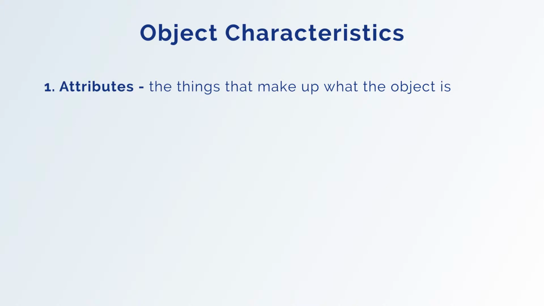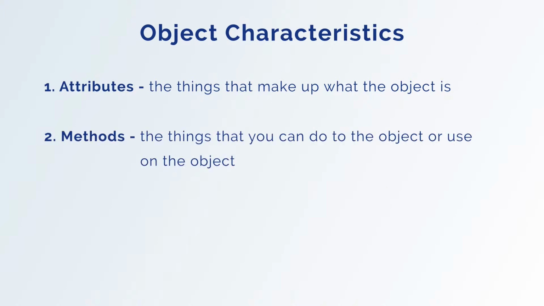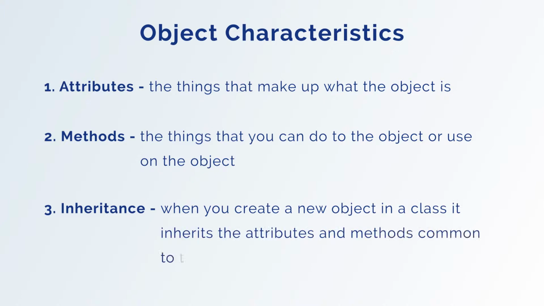Second, methods. These are the things you can do to an object or use on an object. Basically, these are functions or programs that are appropriate for use with the object. In the case of a string object, we have methods that change the string to all uppercase or all lowercase. Or we have a method like find that checks to see if an item is in the string. Third is inheritance. Objects are members of classes, and if I create a new object in a class, it inherits all the attributes and methods common to that class.